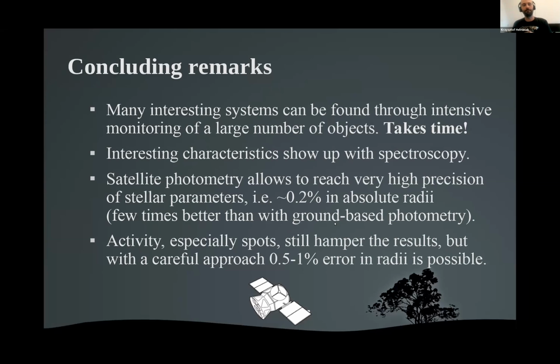So, conclusions. Of course, when you get a lot of observations on a lot of objects, you get a lot of interesting ones. That's obvious. But some of the characteristics show up only with spectroscopy. So the combination of precise photometry and spectroscopy is crucial, especially if we want to get the parameters very well measured, like in these cases that I showed. The activity can be a problem, or spots, or other things that show up on the surface of the star. But still, 0.5 or 1% error is possible.